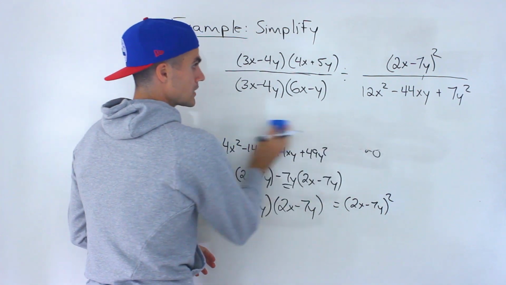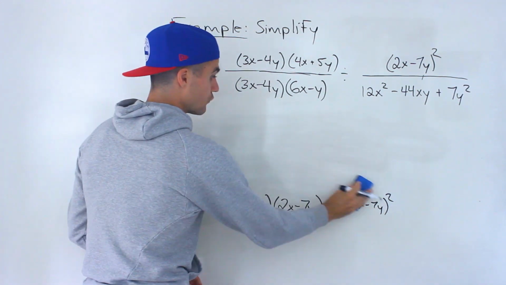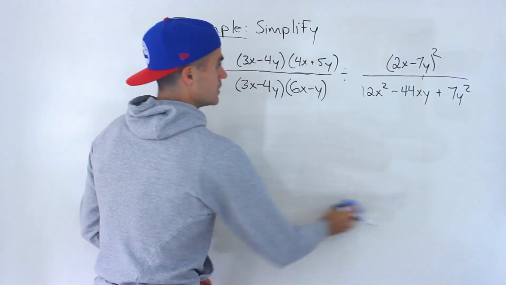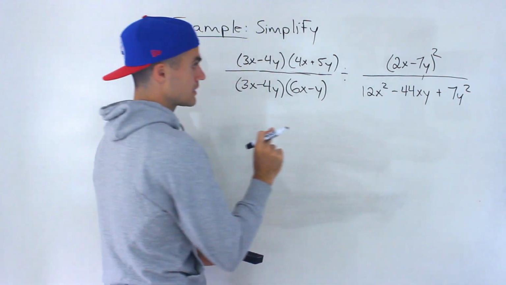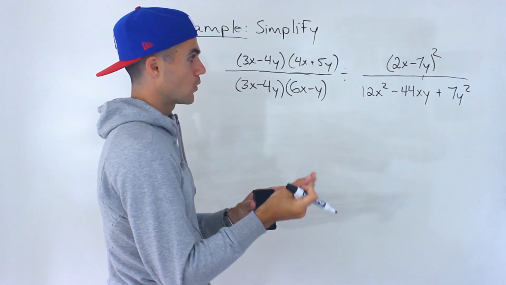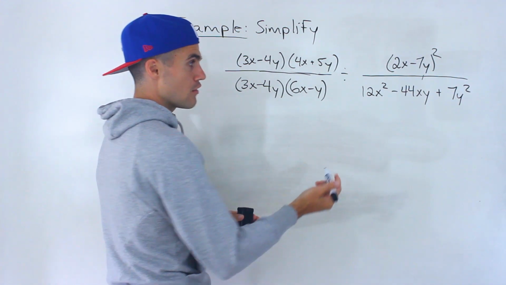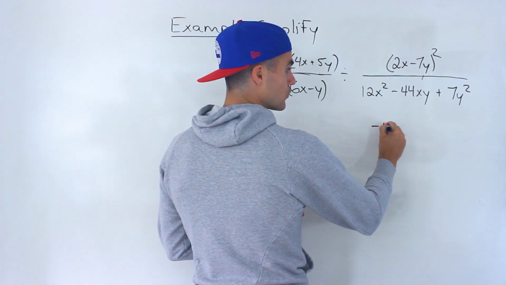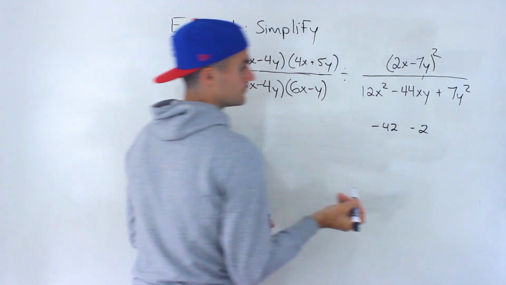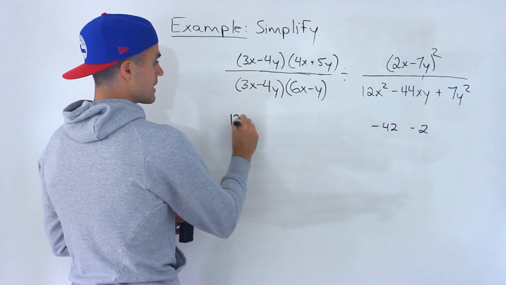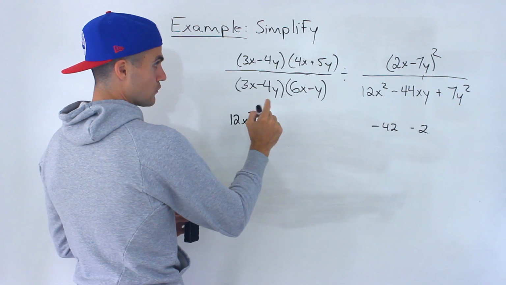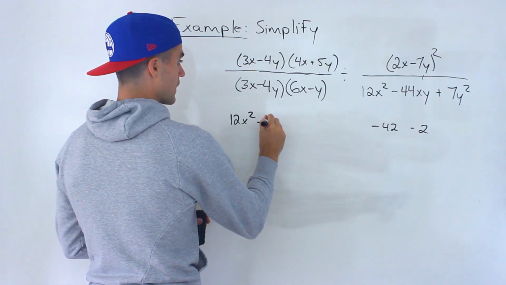And then finally, we got 12x squared minus 44xy. So 12 times 7 gives us 84. What two numbers multiply to 84 and add up to negative 44? That would be negative 42 and negative 2. Right, so we would take that negative 44xy and decompose it into these two factors.